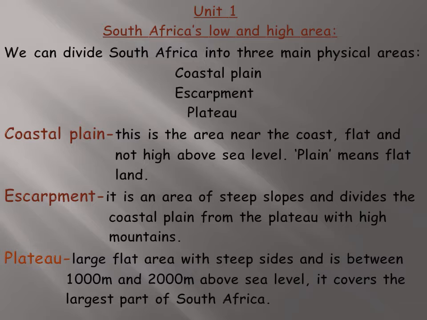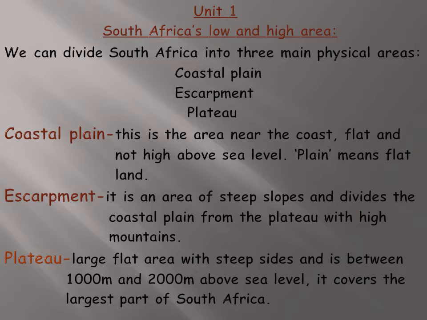Coastal plain, it's the area near the coast. Escarpment is an area of steep slopes and divides the coastal plain. Plateau, it's a large flat area with steep sides and is between 1,000 and 2,000 meters above sea level. It covers the largest part of South Africa. So that is important to remember.